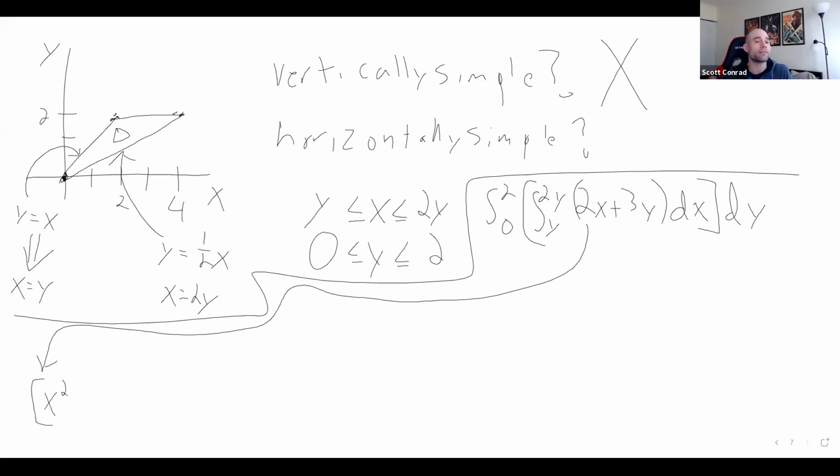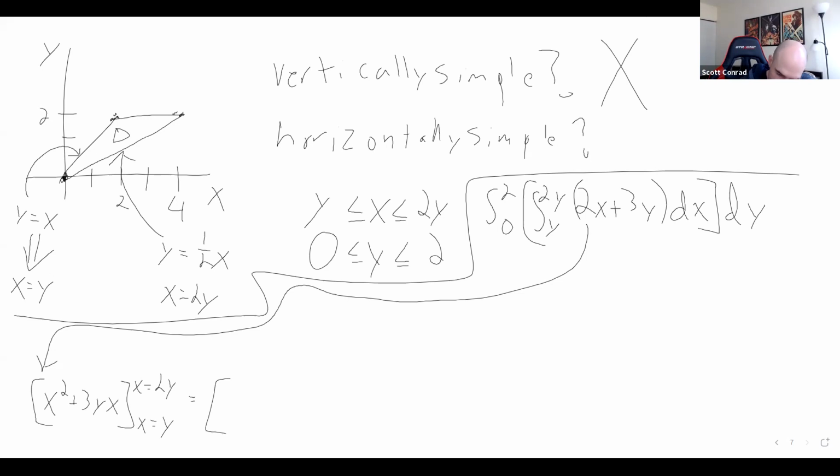And how about 3y? So 3y is a constant. What happens when you integrate that constant with respect to x? It's just 3yx. Right. So a constant becomes that constant times x. So it's just 3yx. And we're evaluating this from x equals y up to x equals 2y.